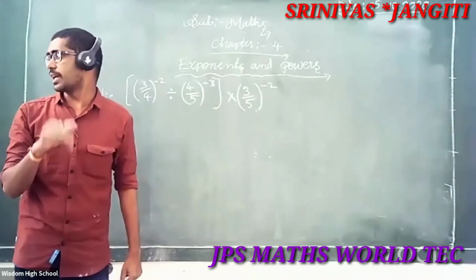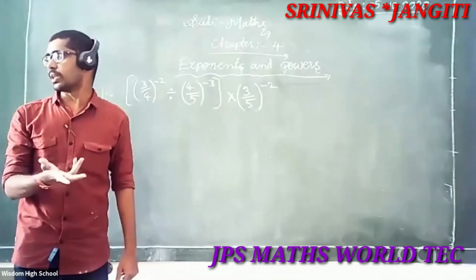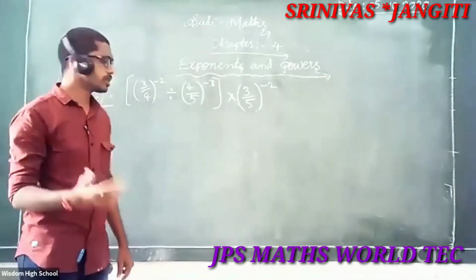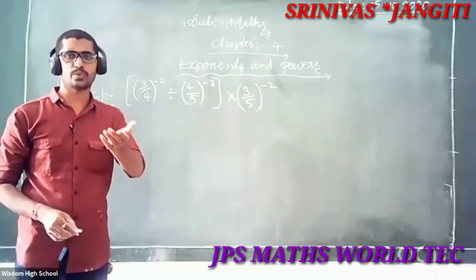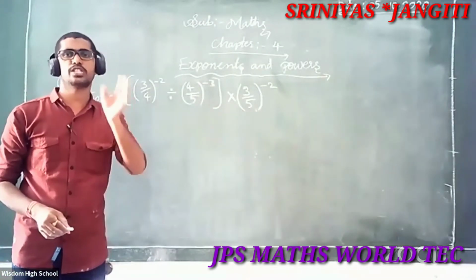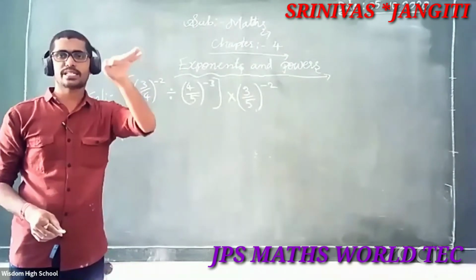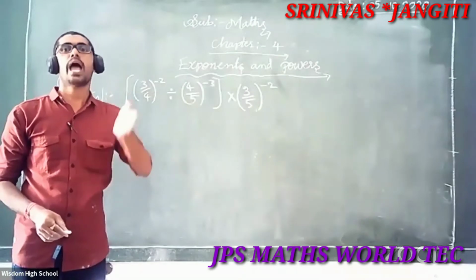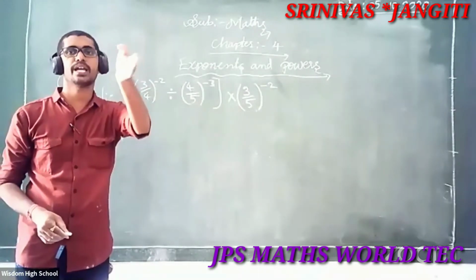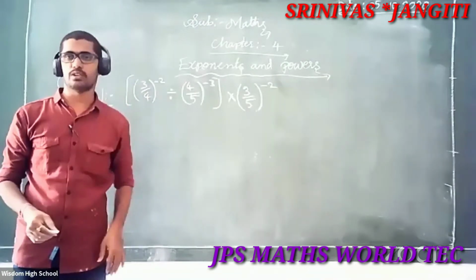You can use either of these two laws, whichever you wish. Observe which one you find easy, that one you follow. One is x to the power of minus n is equal to 1 by x to the power of n. The other one is x by y all to the power of m is equal to x to the power of m by y to the power of m. So whichever you feel is easy, you follow that one.